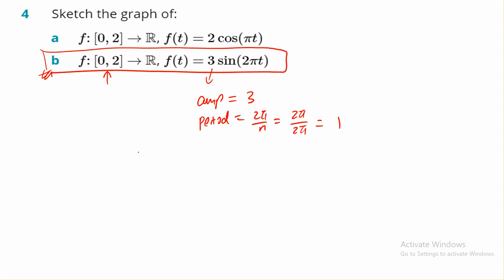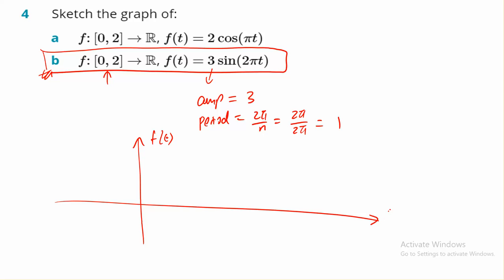Okay, so when you're sketching the graph, you have to label using the correct variables. This is f of t, and this is t. Now, I know that one cycle is 1, okay? But we're sketching it between 0 to 2, so how many cycles can I fit into it? Okay, I'm going to fit 2 cycles in.